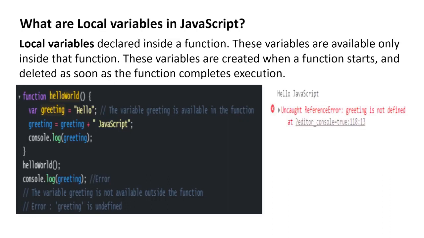What are local variables in JavaScript? Local variables are declared inside a function. These variables are available only inside that function. These variables are created when a function starts and deleted as soon as the function completes execution.